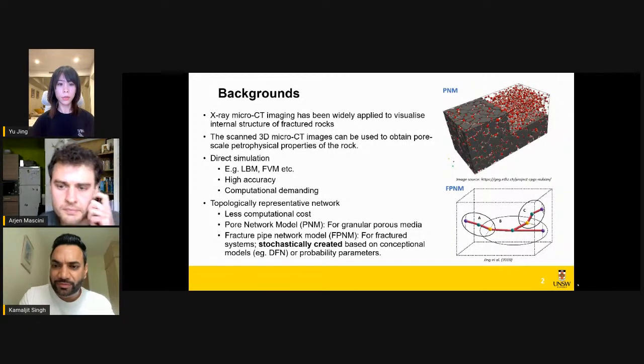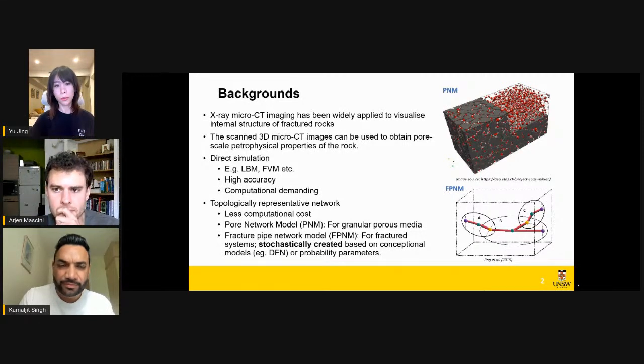So the most well-known network is the pore network model. This model works very well for granular porous media. However, for fractured media, there is another network called the fracture pipe network. This is proposed for fractured media, but unlike the pore network model, it is generally created stochastically and cannot be created based on microCT images.